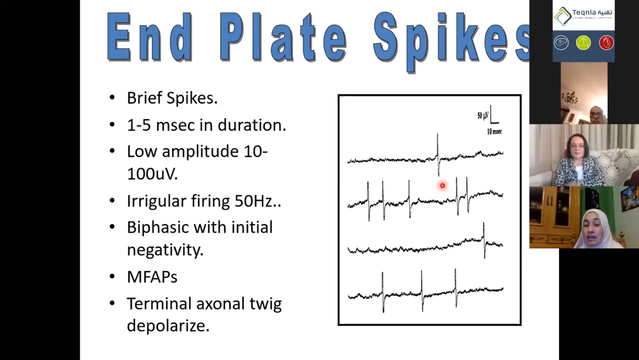Irregular firing is an important differentiation between end plate spikes, end plate potentials, and fibrillation potentials. The difference between spikes and fibrillation potentials, one of them is the rate of firing. Due to terminal axonal twigs depolarizing, a single muscle fiber action potential appears.